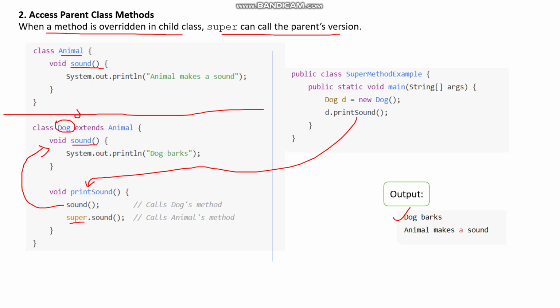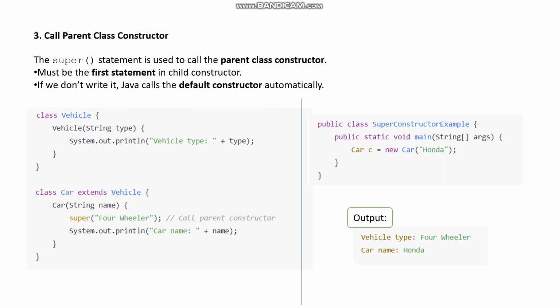Whenever there is a super, the control will jump to the parent class. It is going to the parent class and accessing the sound method. The sound contains System.out.println("Animal makes sound"). Animal makes sound will be displayed. This is accessing of the parent class method. Next, come to the third usage.